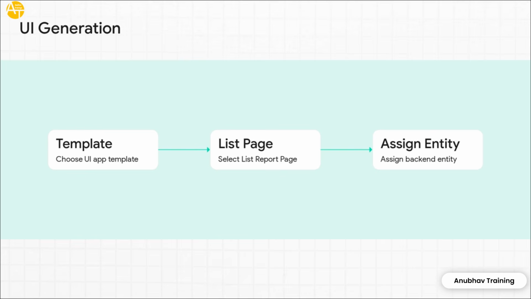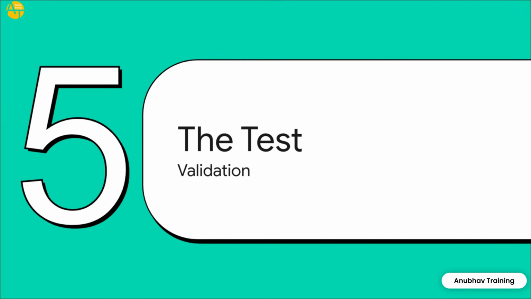Then you literally just repeat the process. Plus button, list report, assign customers. Plus button, list report, assign redemptions. In just a few minutes, you have generated clean, standardized professional front-end screens for every single one of those complex data models. Which brings us to our final phase, phase 5, the test.